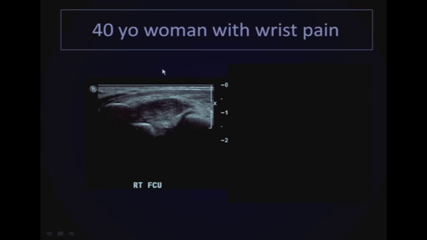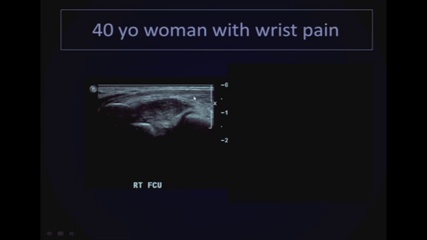So another thing that's a benefit of ultrasound when compared with MRI, let's say, is that we get to talk to our patients and correlate not only the findings with their symptoms, but also get more history from the patient. And here's one such example. Patient presents, a 40-year-old woman with ulnar-sided wrist pain, is what was written on the prescription. So we scanned that side of her wrist.